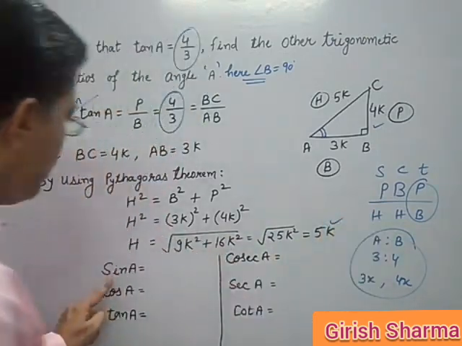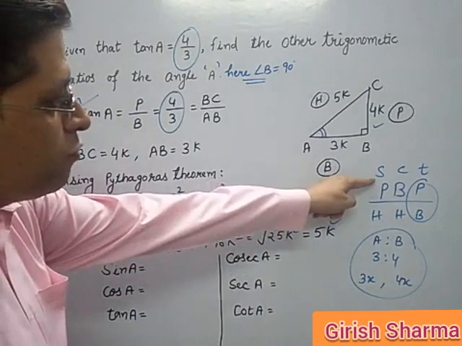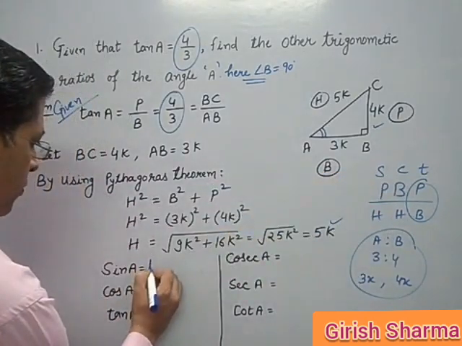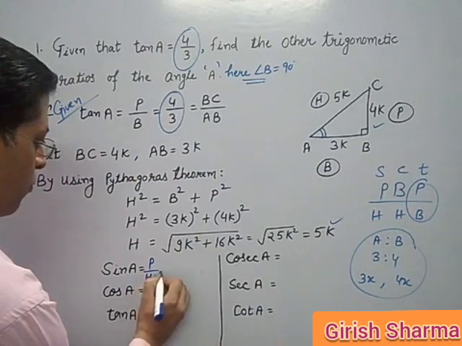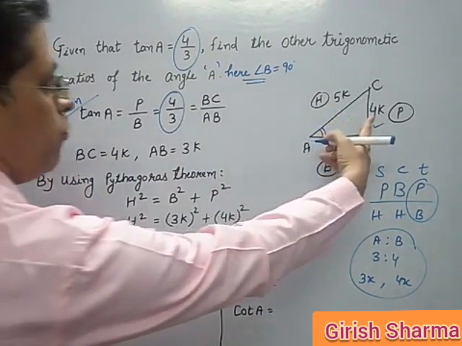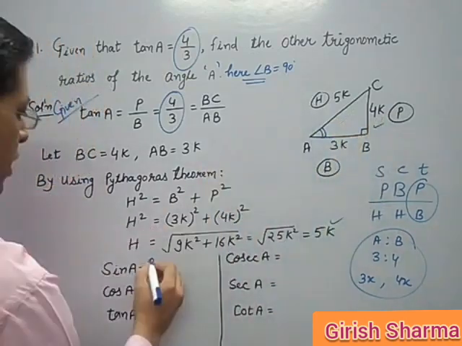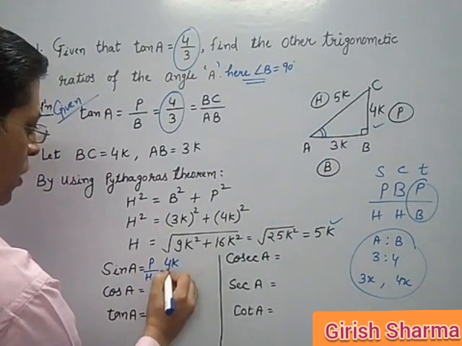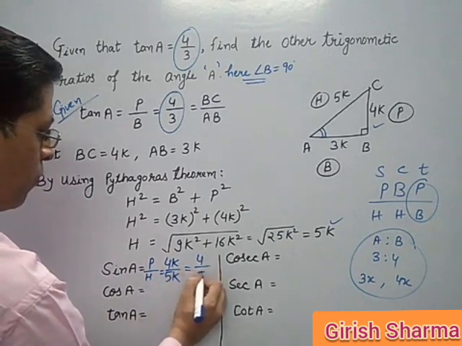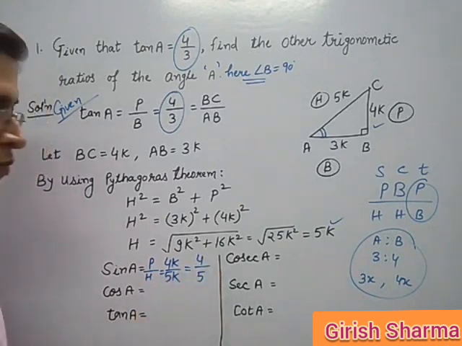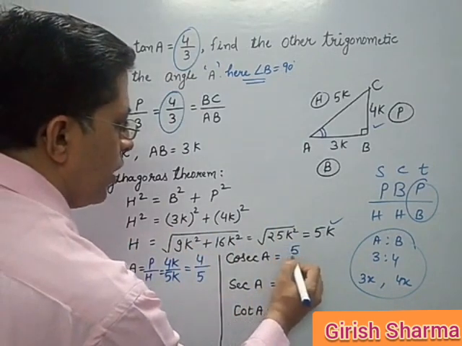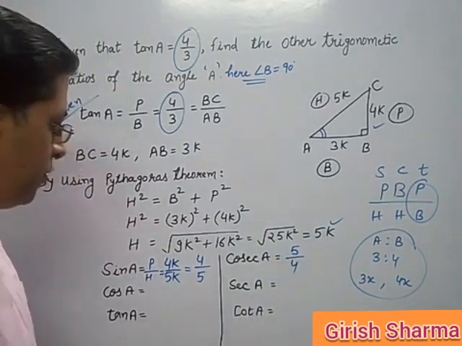Now, what is sine A? According to Pandit Badri Prasad, sine A is P upon H. What is P? P is your 4k and H is your 5k. 4k upon 5k will be 4 upon 5. What is cosec? Just the reciprocal of it, 5 upon 4. Directly you can write.